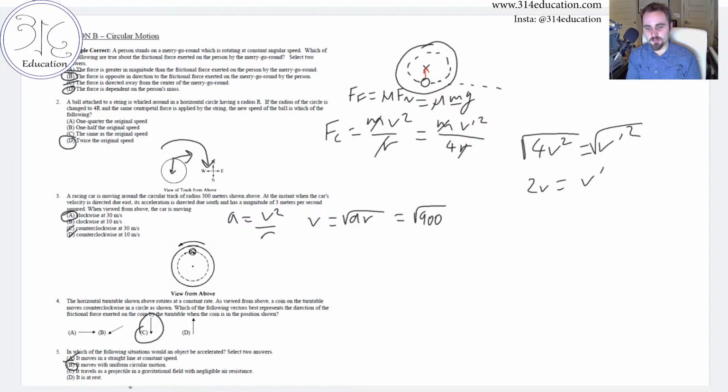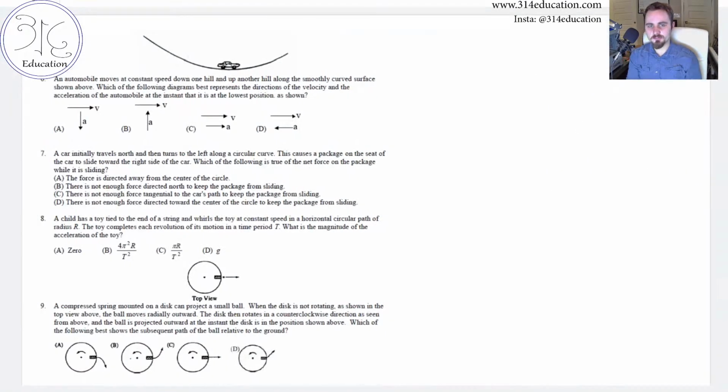C, it travels as a projectile in a gravitational field with negligible air resistance. Yeah, that's also going to be true. We'll be accelerating due to gravity, moving downwards, like that kind of projectile arc that we saw back when we were doing kinematics. That was like a week ago now. And then it is at rest. No, we can't be at rest and accelerating. That's not true. So that gives us just B and C here.